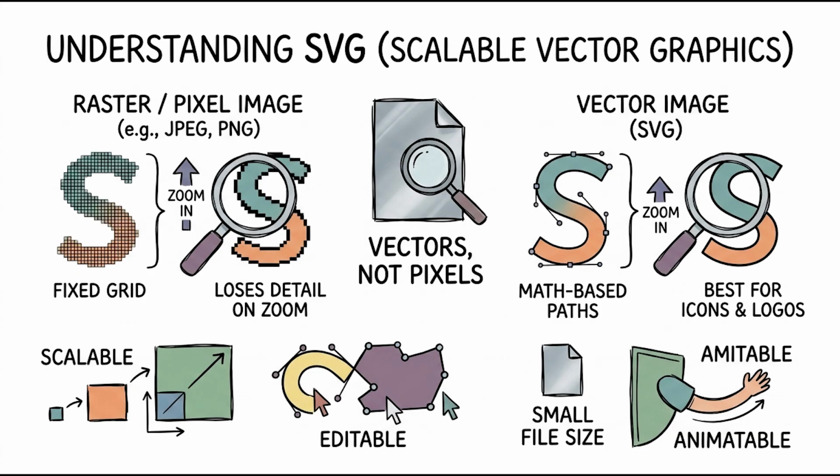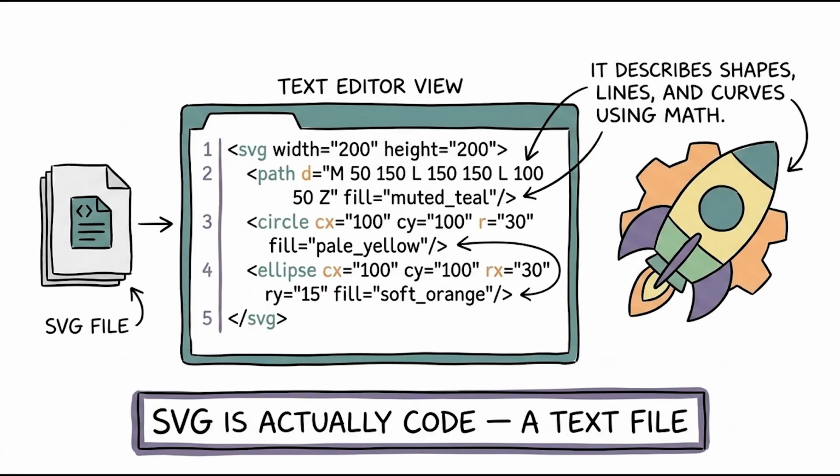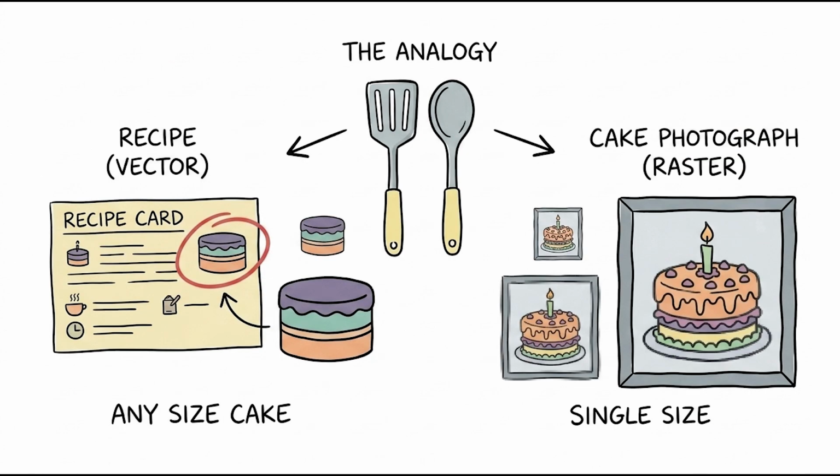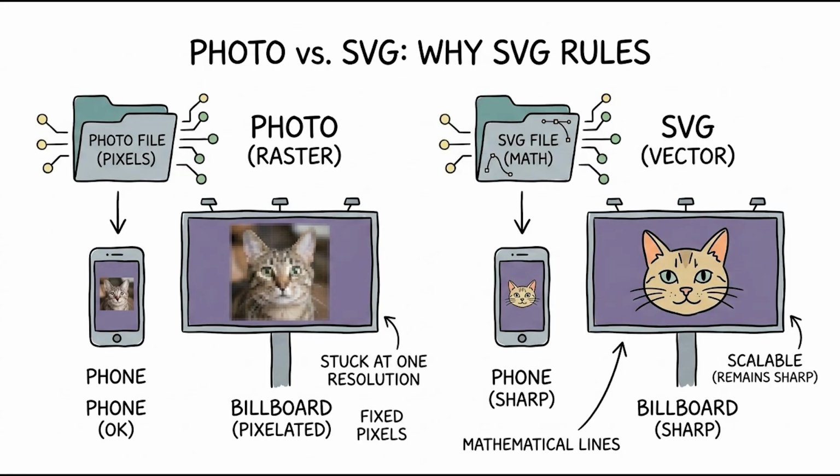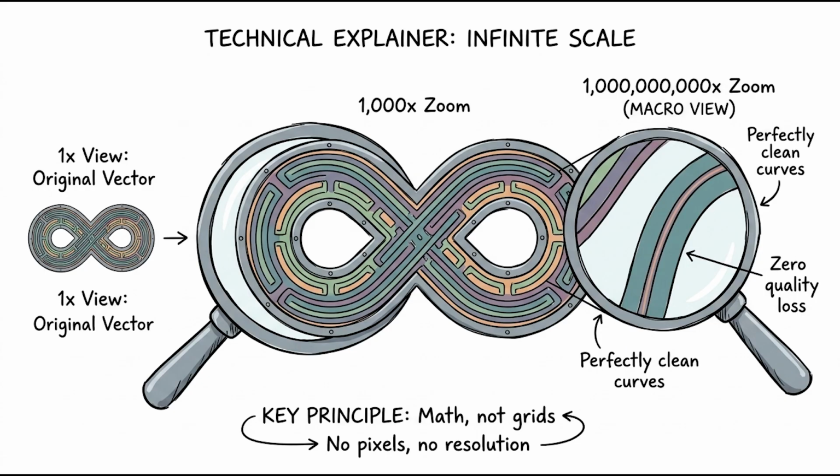It's not made of pixels at all. An SVG is actually code, a text file that describes shapes, lines, and curves using math. Think of it like a recipe versus a photograph of a cake. The recipe can produce any size cake. The photograph is stuck at one resolution forever. That's why an SVG logo looks razor-sharp on your phone and on a highway billboard. It scales infinitely with zero quality loss.